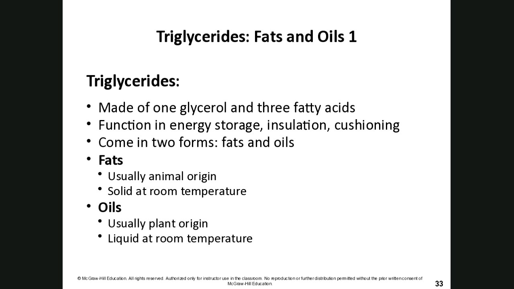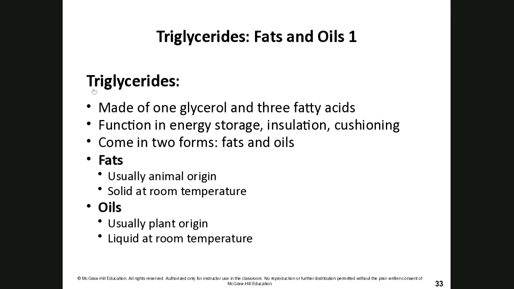So triglycerides, or what we would normally consider dietary fats, have one glycerol molecule, and hence the term tri, 3 fatty acid tails. Great energy storage for your body, provides insulation for your body. It's called adipose tissue, which we'll talk about throughout this course, provides cushioning, and these triglycerides come in two different forms. They can be fats or they could be oils, or what we would typically say saturated fats and non-saturated fats.